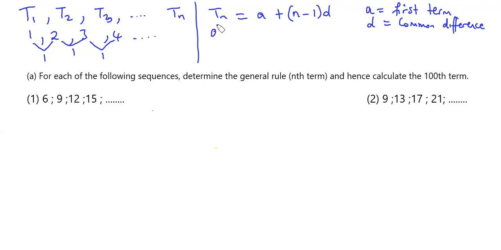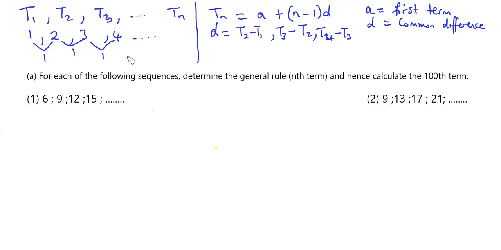So how do you find d? You're going to say T2 minus T1. You see what the value is, then you also confirm with T3 minus T2. You subtract consecutive values. When you subtract consecutive values, if they give you the same answer, it means that there is a common difference. T4 minus T3, it goes on like that.